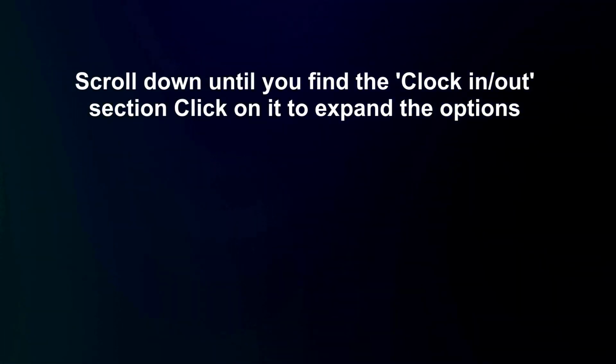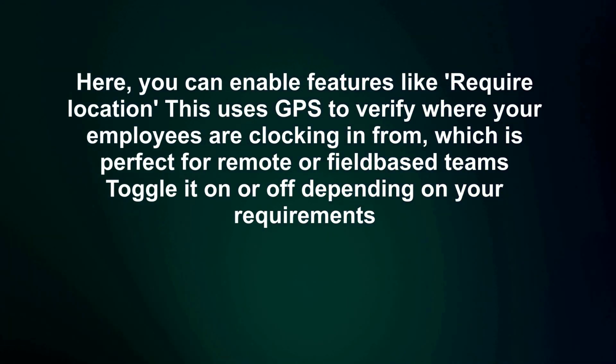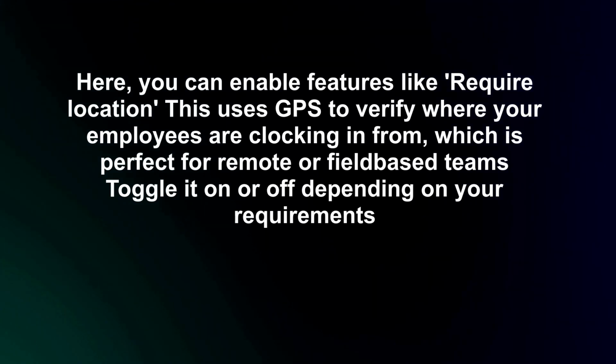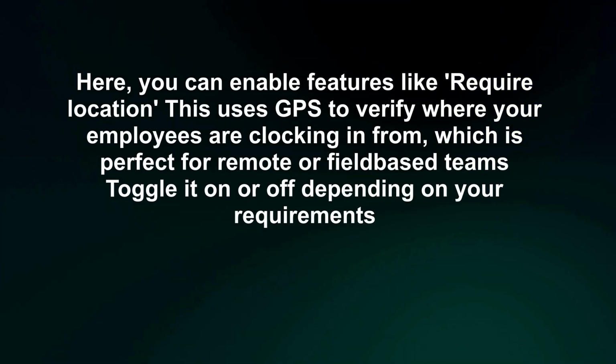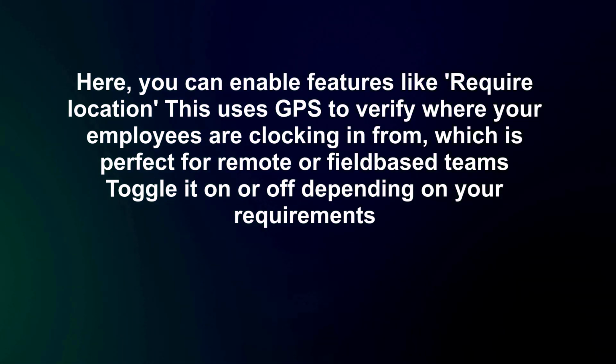Scroll down until you find the Clockin Out section. Click on it to expand the options. Here, you can enable features like Require Location. This uses GPS to verify where your employees are clocking in from, which is perfect for remote or field-based teams. Toggle it on or off depending on your requirements.